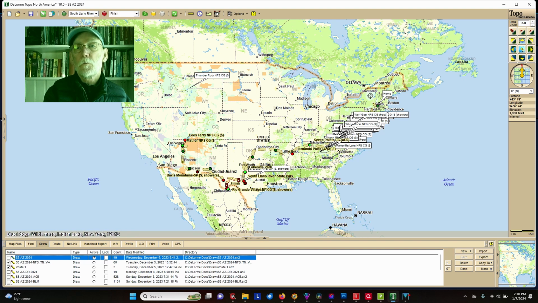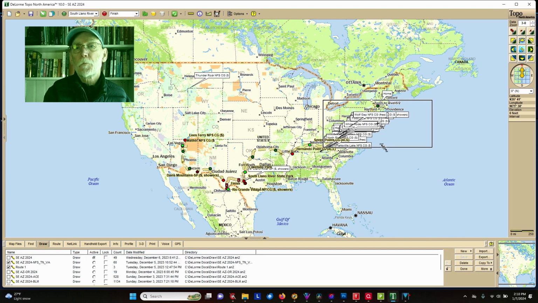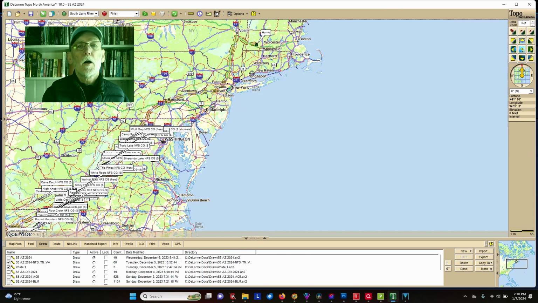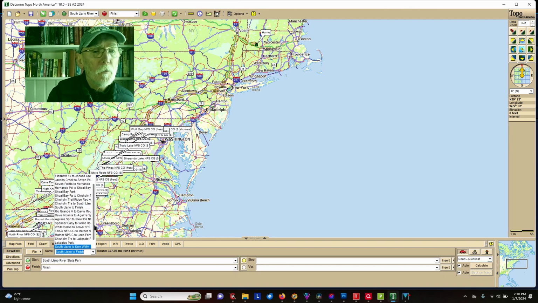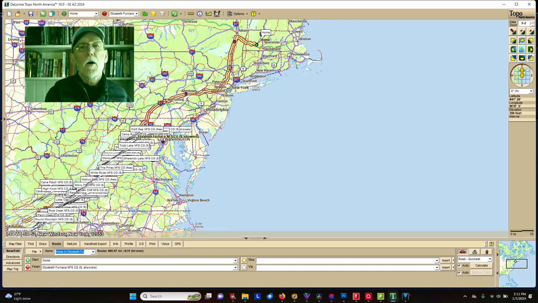So I'm going to zoom in. You'll see this is our home right here. We're in Western Massachusetts, and this dotted line, I'll make it so that it's not dotted. These are my route files. All right, so now it's a solid yellow line.